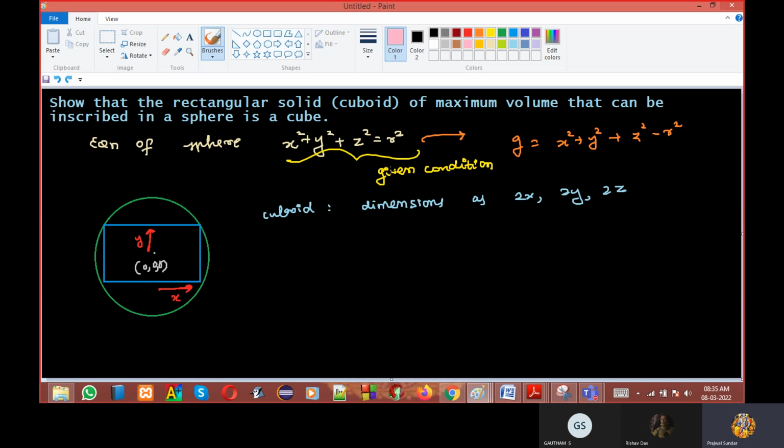So now what am I doing? Volume will be 8xyz. This is to be maximized. Is the logic clear?